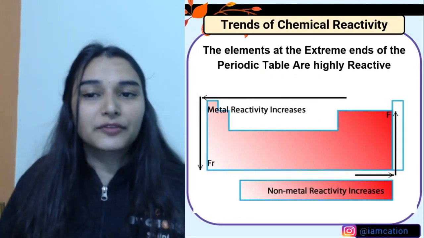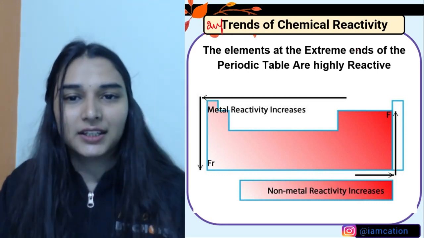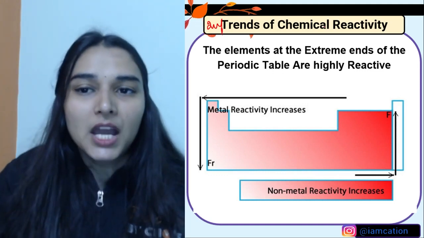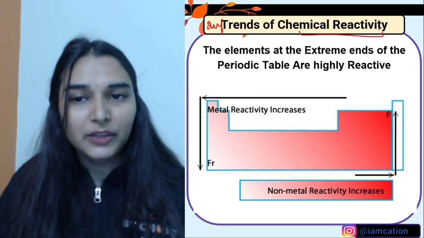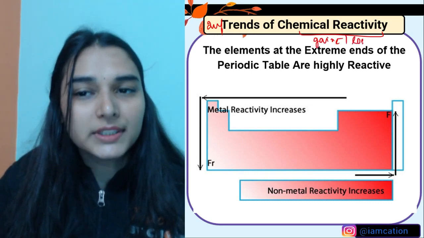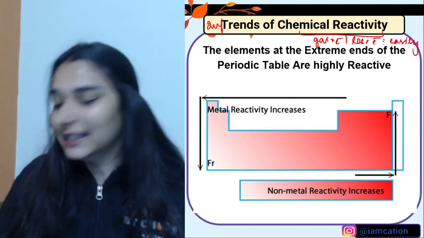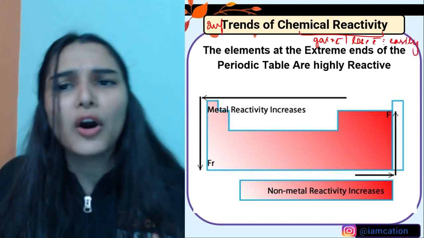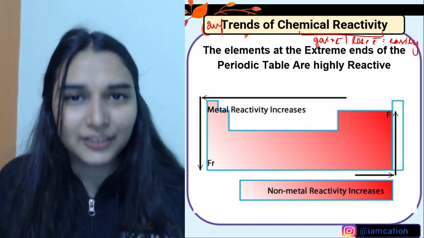The last point which a lot of you leave: the trends in chemical reactivity. How do you do the trend in chemical reactivity? Look, when do we call an element chemically reactive? When it is able to gain electrons easily or lose electrons easily. Either tendency, we say the element is reactive. Either it should easily lose electrons or easily gain electrons. That element is said to be chemically reactive.